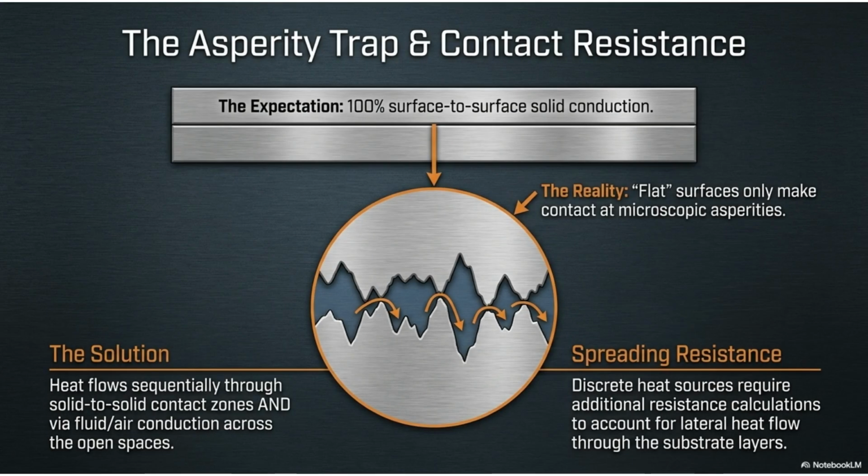Flat surfaces only make contact at microscopic asperities. Heat flows through these solid-to-solid contact zones and via fluid or air conduction in the open spaces. This creates spreading resistance, requiring additional calculations for lateral heat flow.